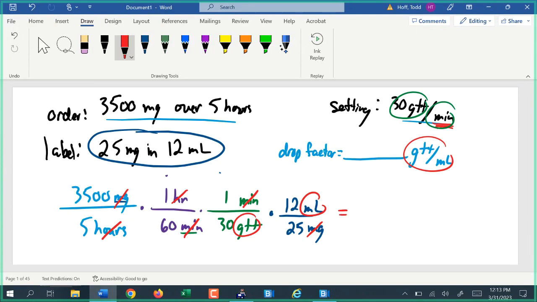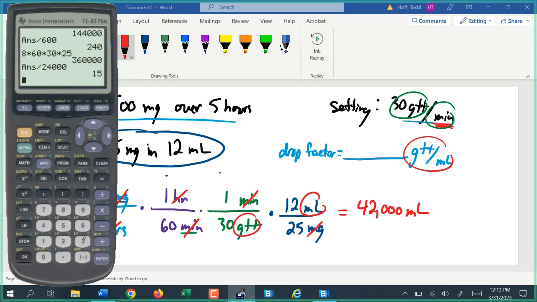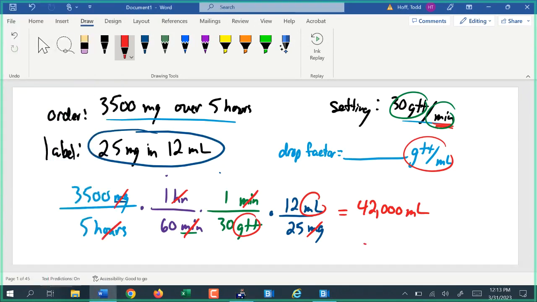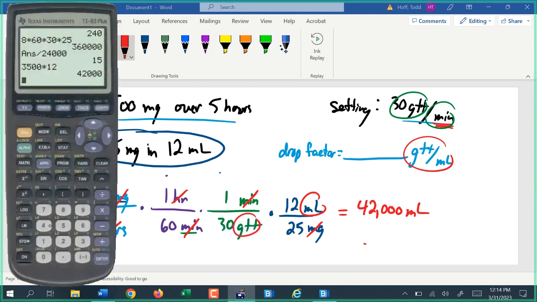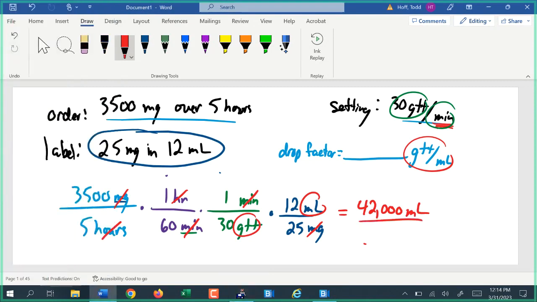3,500 times 1 times 1 times 12 milliliters is what? 42,000, I believe, milliliters. I'm going to double check that one. Yeah, 42,000. On bottom, then, we have 5 times 60 times 30 times 25, giving us 225,000 drops.